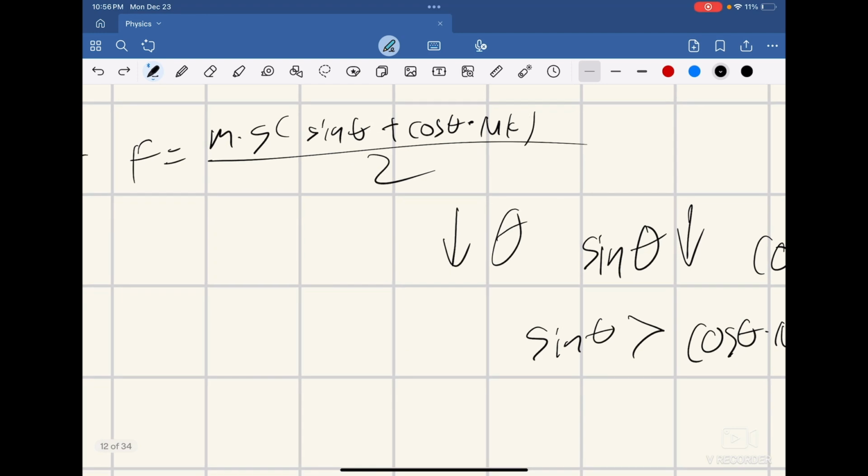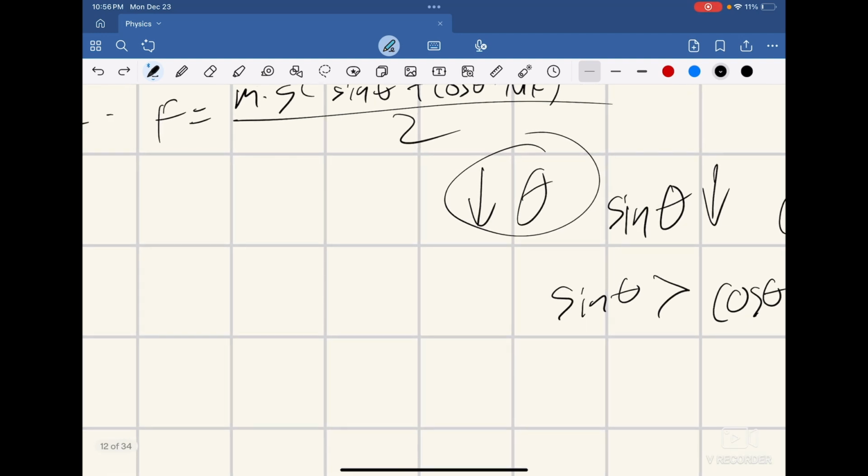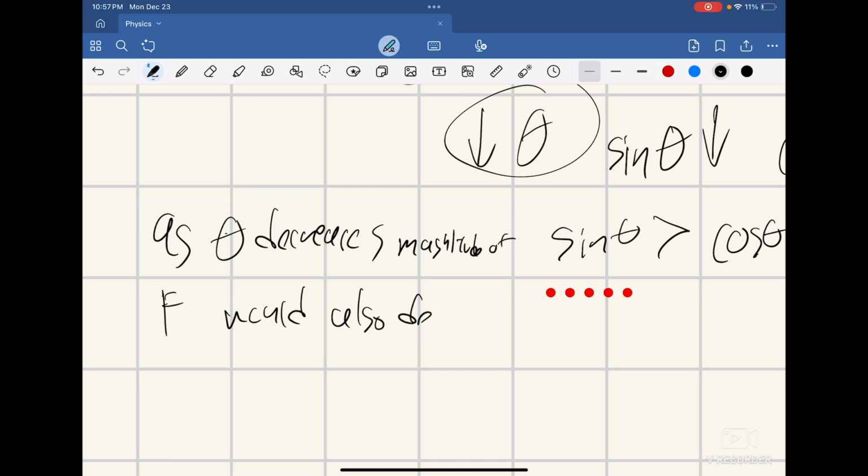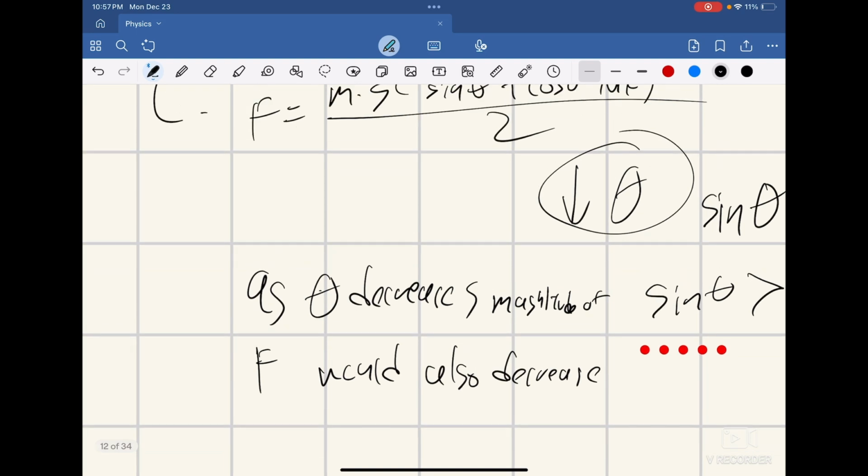So since sine theta decreases when theta decreases, we can just say that as theta decreases, sine theta decreases. I explained this, so I'm just going to say as theta decreases, the magnitude of F would also decrease. I explained this, so I'm not going to write it all out.